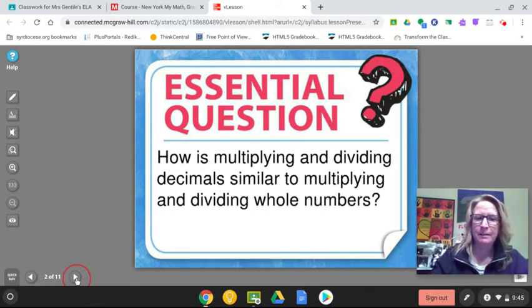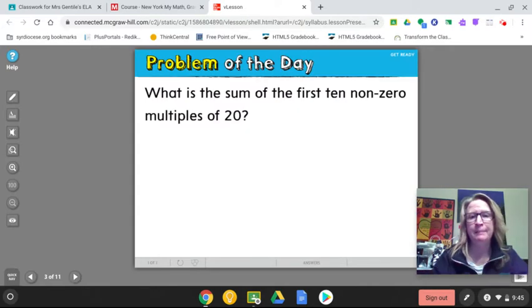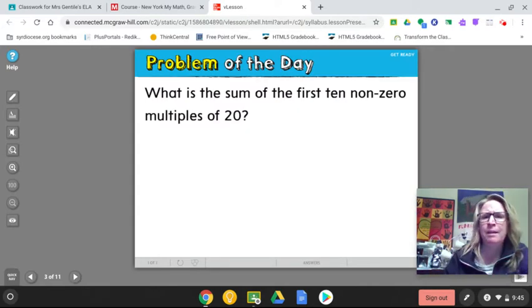Okay. All right. So our problem of the day. What is the sum of the first 10 non-zero multiples of 20? Well, remember the difference between factors and multiples. Factors are two numbers that multiply into a number. Multiples are skip counting of the numbers themselves. So when we're looking for multiples, we're looking for skip counting of 20. Okay, so the first 10 multiples of 20.